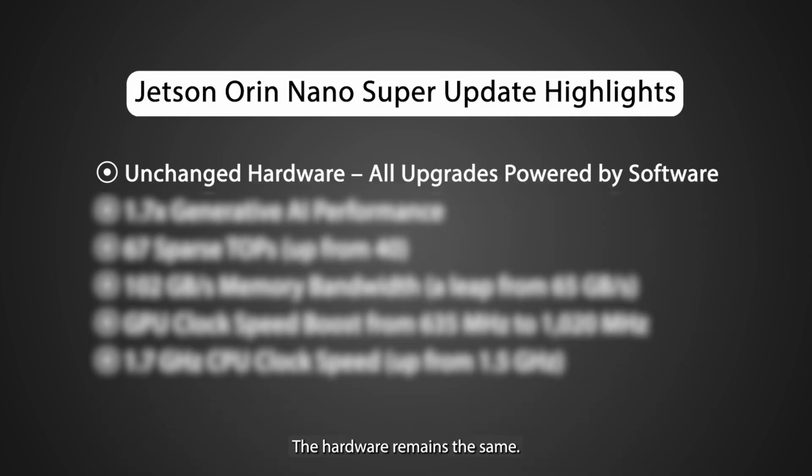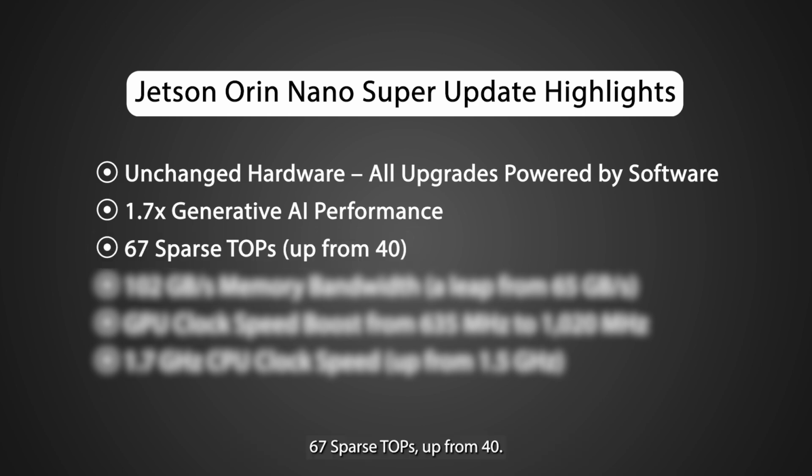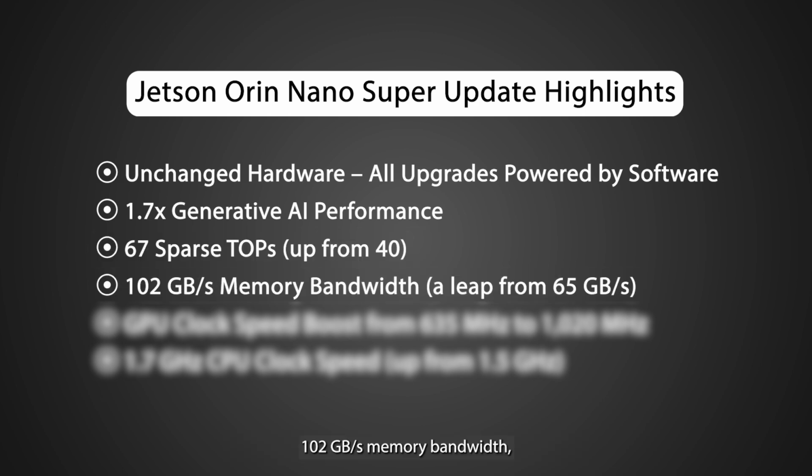The hardware remains the same. The magic lies in the latest JetPack software update, unlocking 1.7 times higher generative AI performance. 67 sparse TOPS, up from 40. 102 gigabytes per second memory bandwidth, a huge leap from 65 gigabytes per second.